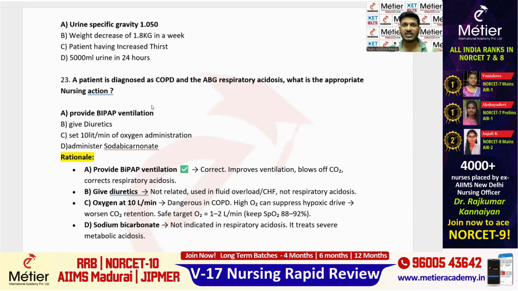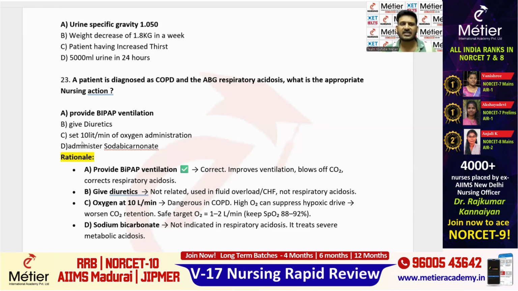So here we need to treat the respiratory acidosis. How? By excreting the retained carbon dioxide. How will you excrete the retained carbon dioxide? By using a technique called BiPAP, bi-level positive airway pressure. Okay, so you can see the other options. Give diuretics. It is not at all related to respiratory acidosis and COPD. It is related to hypertension. It is related to congestive heart failure. Right? Fine. So giving diuretics is not at all related here.